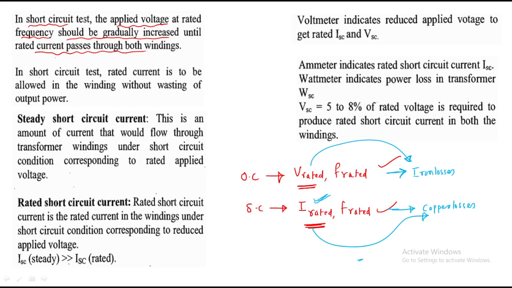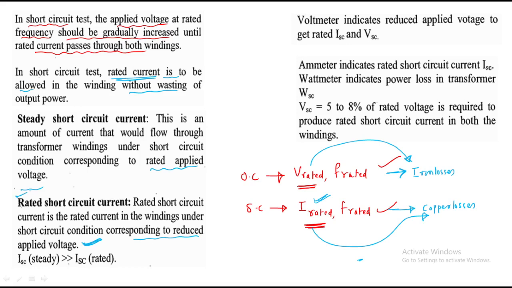In the short circuit test, the rated current is allowed in the winding without wasting output power. What is meant by steady short circuit current? This is the amount of current that flows through the transformer windings under short circuit condition corresponding to rated applied voltage. Then what is rated short circuit current? Rated short circuit current is the rated current in the winding under short circuit condition corresponding to reduced applied voltage.